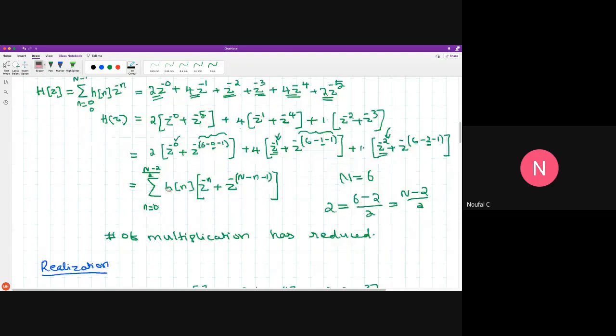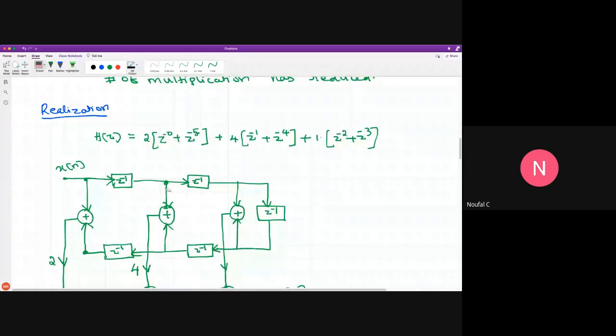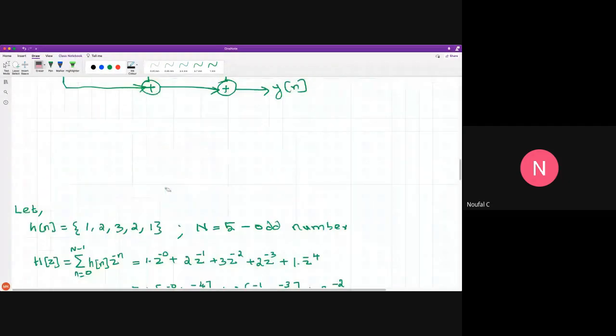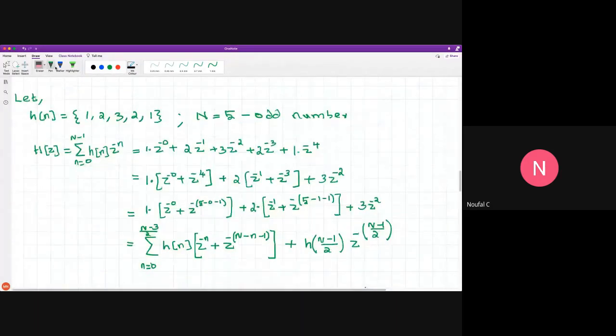Similarly, we had already seen one example where capital N is an even number. Let me take another example. Let the value of capital h of n be 1 2 3 2 1. Okay, is it an example for a linear phase filter?